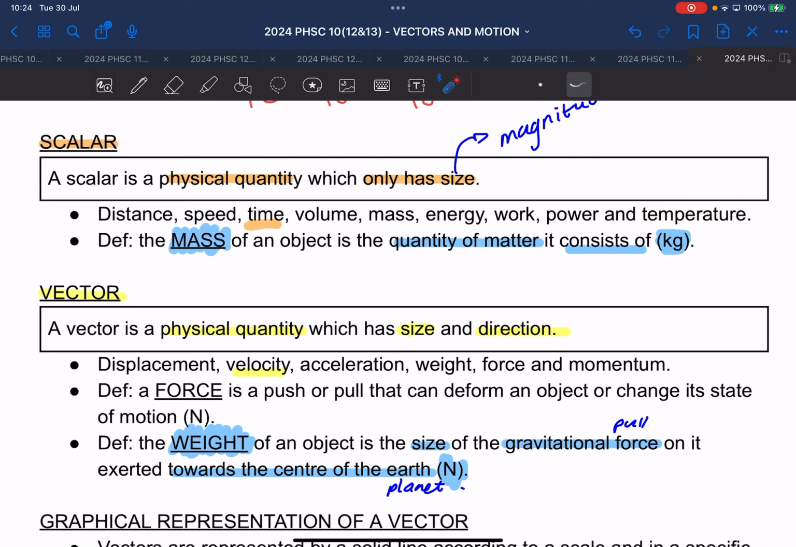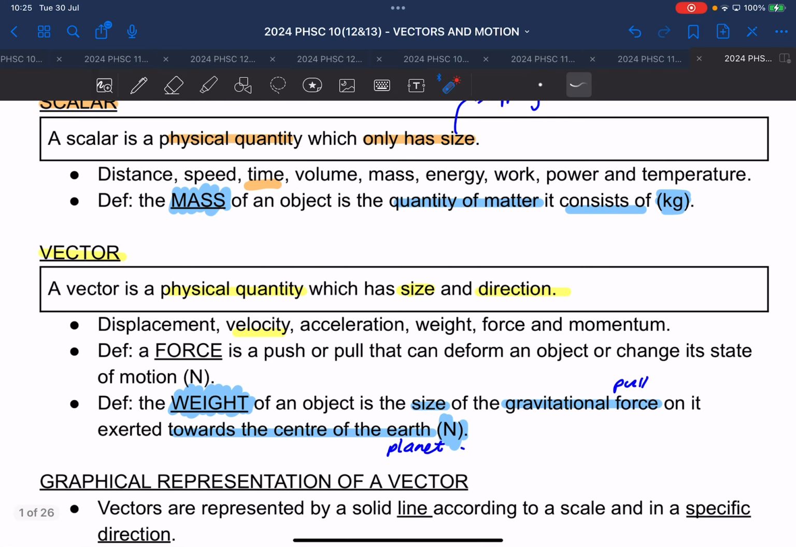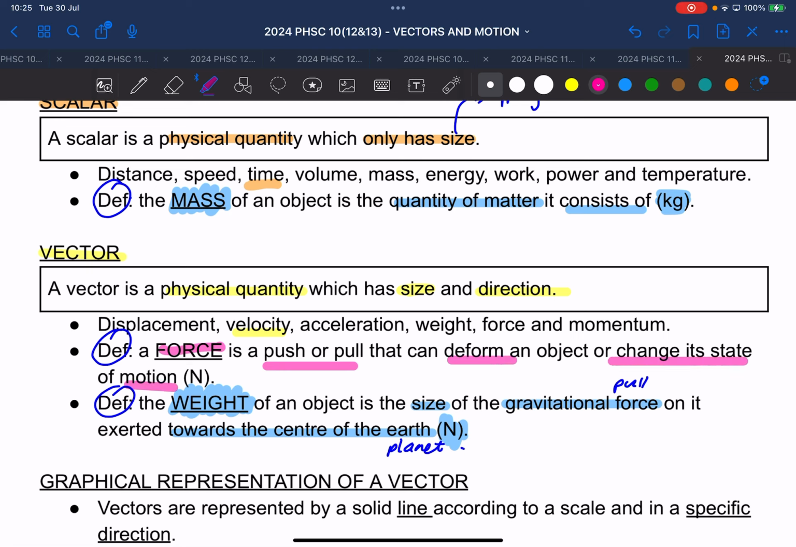Yes. Right, then I want to go to force. What is force? So here there are definitions. Please be aware, those are definitions. What is force? Force is a push or a pull that can deform an object or change its state of motion. What does the word motion refer to? Change its state of motion.